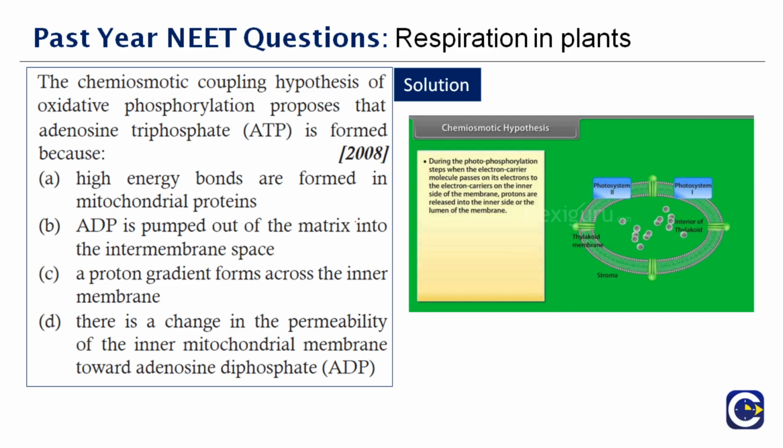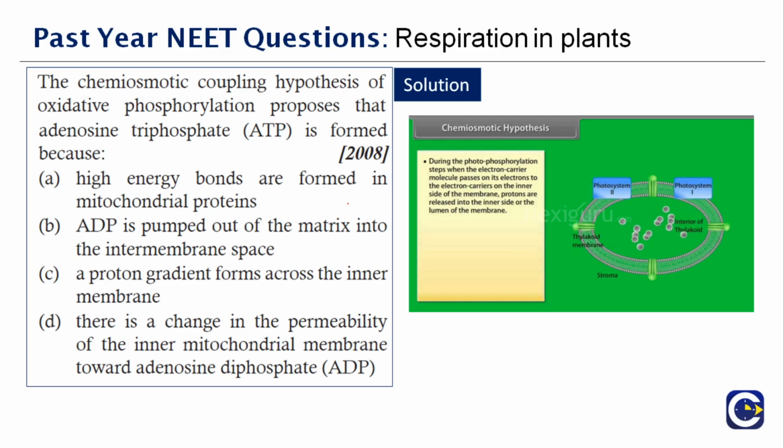Now you're given 4 options here, right? High energy bonds are formed from mitochondrial proteins, ADP is pumped out. So what do you think will be the answer? The correct answer is a proton gradient forms across the inner membrane. So what do you mean by proton gradient now? What is a gradient first? See, a proton gradient can be defined as an electrochemical gradient. It is a gradient based on electrochemical potential, usually for an ion that can move across the membrane. You all know we are all blessed with electrons and protons. All that is called ions, right?